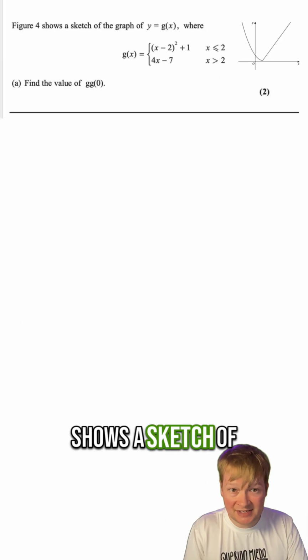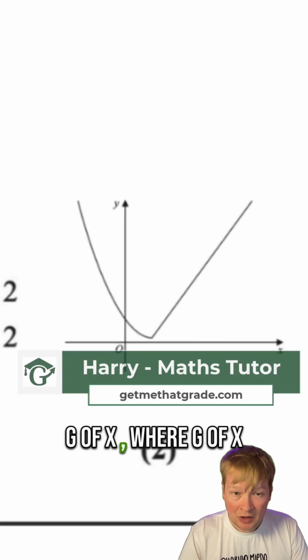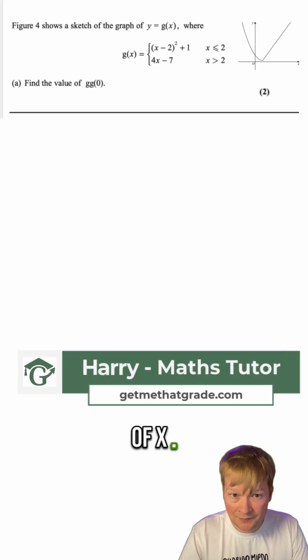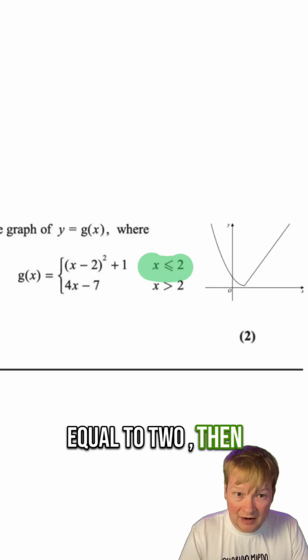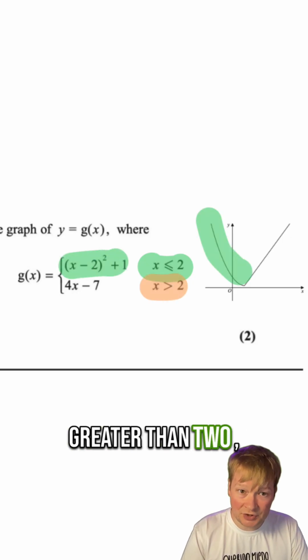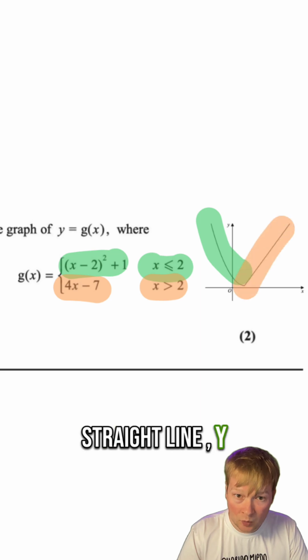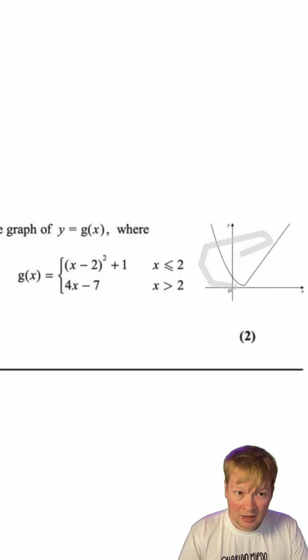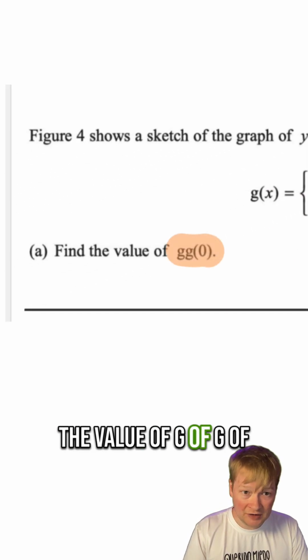It says the figure shows a sketch of the curve y equals g of x, where g of x depends on the value of x. If x is less than or equal to 2, then we have this equation, so that's that part of the curve. Whereas if x is greater than 2, then g of x is actually just a straight line, y equals 4x minus 7. In part A, it says find the value of g of 0.